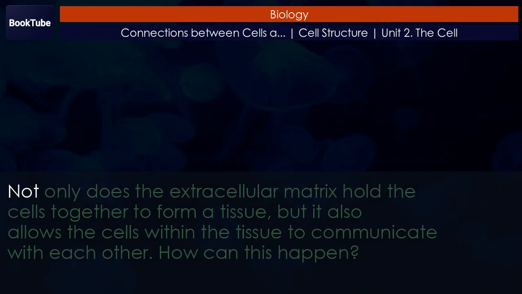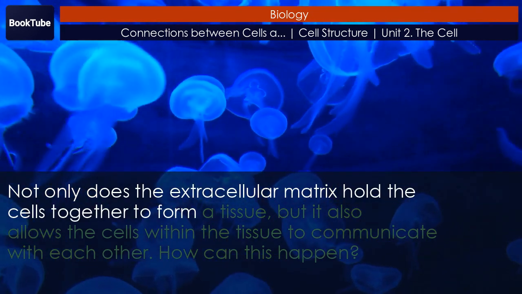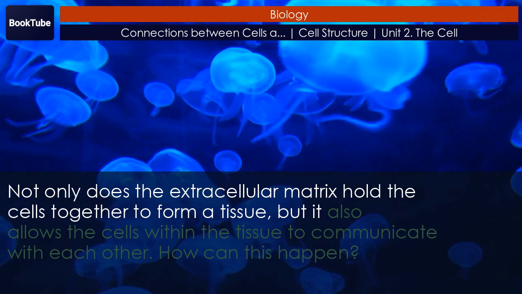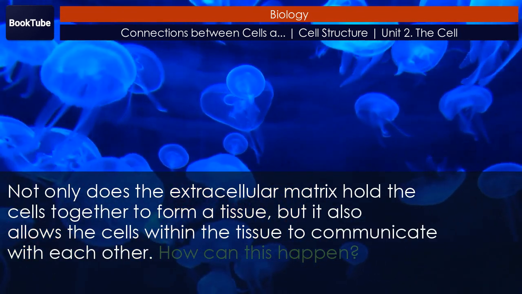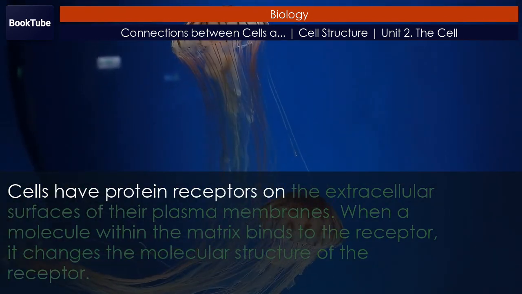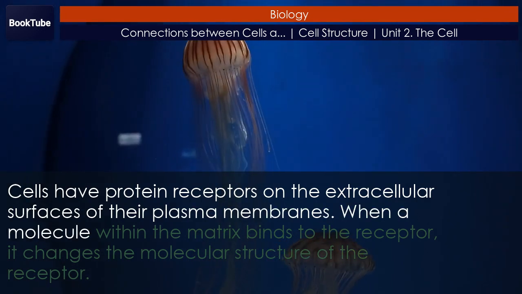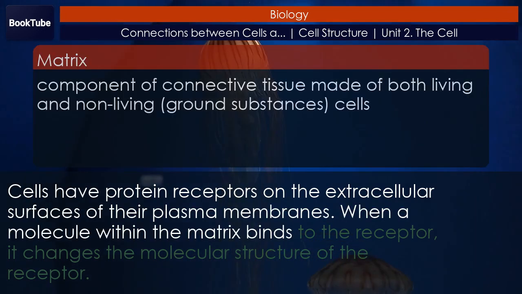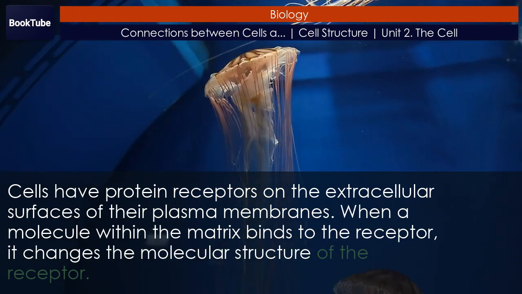Figure 1. Not only does the extracellular matrix hold the cells together to form a tissue, but it also allows the cells within the tissue to communicate with each other. How can this happen? Cells have protein receptors on the extracellular surfaces of their plasma membranes. When a molecule within the matrix binds to the receptor, it changes the molecular structure of the receptor.